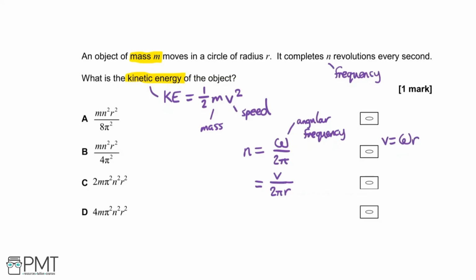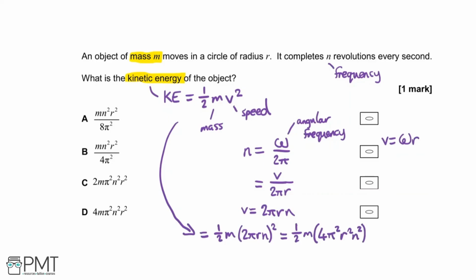So if we first of all say by rearranging that V is equal to 2 pi r n, what we can do is make a substitution and we can put that substituted value of V into the kinetic energy equation. Now if we expand those brackets out and then cancel the 4 with the 1/2 to make 2, you'll notice that I've written these symbols in a very specific order for a reason, and that is that it's the same as option C, which is 2m pi squared n squared r squared. So that's going to be our correct answer.